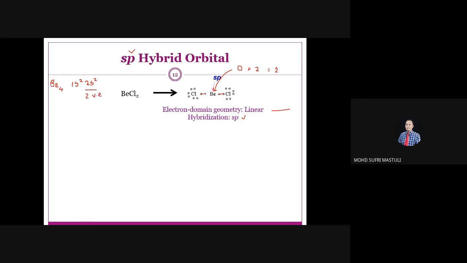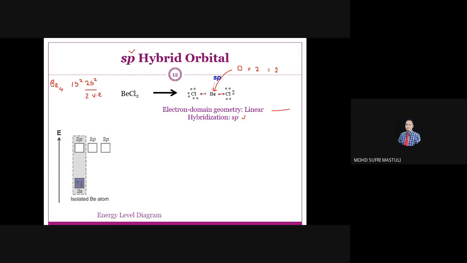This is why, from the Lewis structure, we know one electron will be shared with one chlorine atom, and one electron will be shared with another chlorine atom. This is why beryllium has 2 valence electrons. So when we draw the energy diagram of valence electrons for the central atom, in this case beryllium.